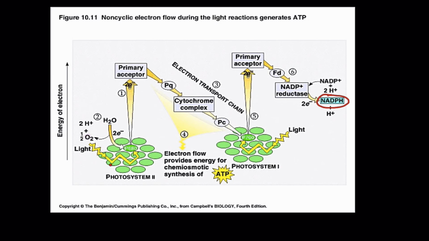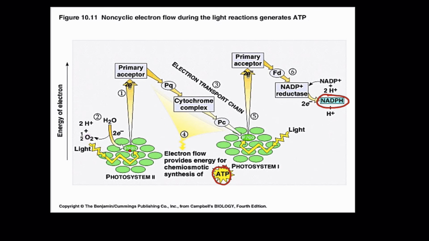Same situation. Light is shining on photosystem 2 in the membrane of the thylakoid, and it's energizing an electron to a higher energy level. It's captured by a primary acceptor, but this time, as the electron falls down an electron transport chain, or what they call a cytochrome complex, it's actually used to do chemiosmosis and produce ATP. So we're getting some ATP made here. But the beauty of it is that electron then falls back down into photosystem 1 and replaces the electron that was lost in this pathway.